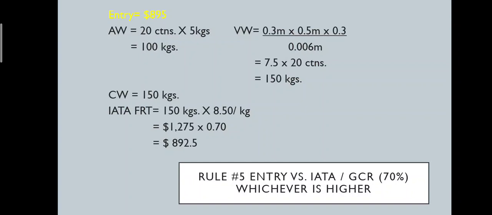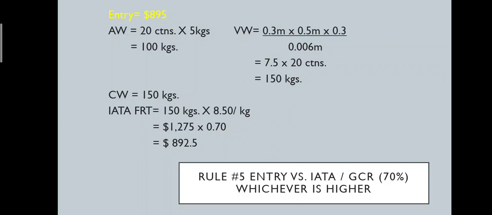Dayon i-divide nato siya sa 0.006. Naa man diri sa book nga if meters by meters siya, ang i-divide kay 0.006. So mo na siya na 0.6. So mo nang i-divide na to, so 7.5. Dayon i-multiply pa nato siya sa number of cartons. So ato ang number of cartons kay 20 man. So 7.5 multiplied by 20 is 150 kilograms.